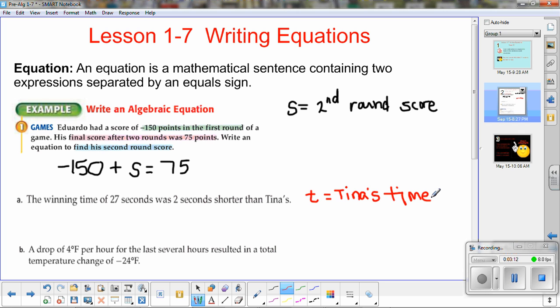Now I'm going to go back and read the problem. The winning time of 27 seconds was 2 seconds shorter than Tina's. So let's just translate that. The winning time of 27 seconds was, when I say was, that's going to clue me into an equal sign, 2 seconds shorter than Tina's. Well, if Tina's was T, 2 seconds shorter than Tina is T minus 2.